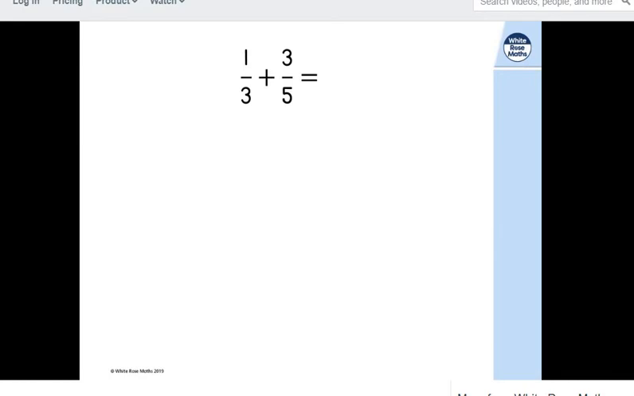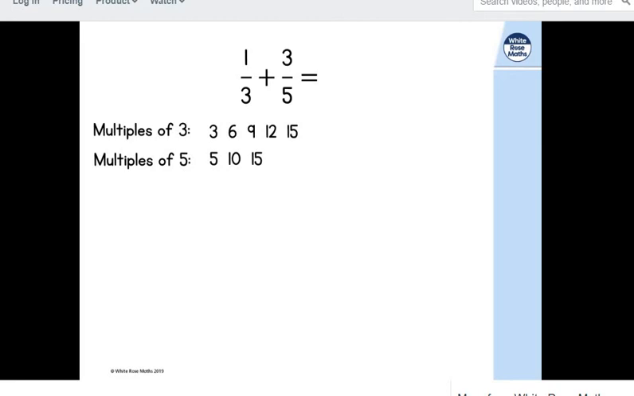What about this one? 1/3 plus 3/5 equals blank. Now, I noticed that 5 is not a multiple of 3. So I might need to think of a different way of doing this. Let's find a common denominator. Let's list the multiples of 3 and the multiples of 5. Found one. They both have a multiple of 15.